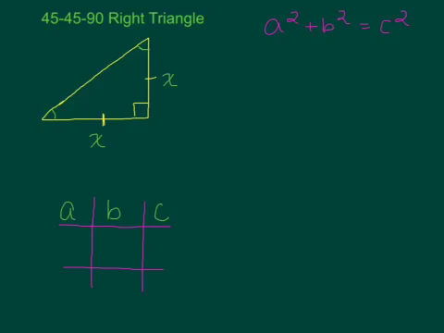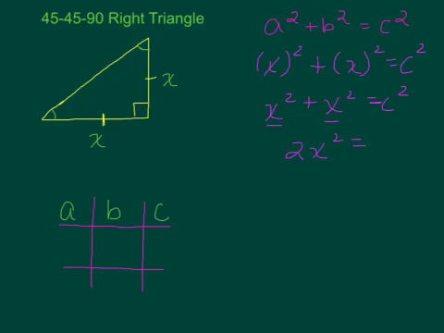So a is going to be x. So a squared is x squared, plus b squared is also x squared, equals c squared. And what we're trying to find is an expression for c in terms of x. So we have x squared plus x squared equals c squared. Well, we have 2x squared, so we can combine those like terms. So we have 2x squared equals c squared.